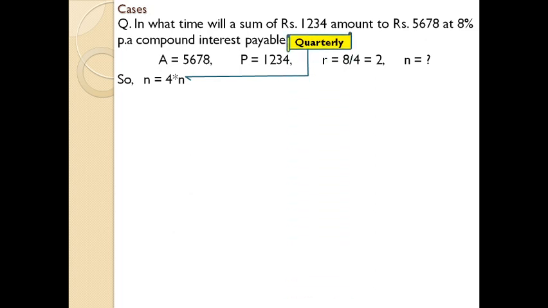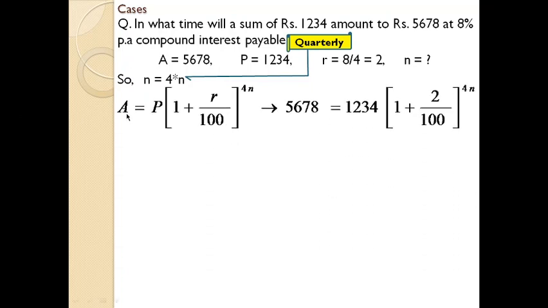Next, let's substitute the values in the equation. The equation is A equal to P into 1 plus R by 100 raised to n. Actually it is n, I just substituted the value of n as 4n. So here A is 5678, P is 1234 into 1 plus R, which is 2 here, divided by 100 raised to 4n. By solving that, you will get 5678 equal to 1234 into 1.02 raised to 4n. And finally, it will be 5678 divided by 1234 equal to 1.02 raised to 4n.